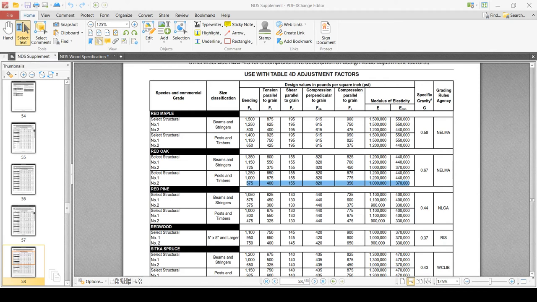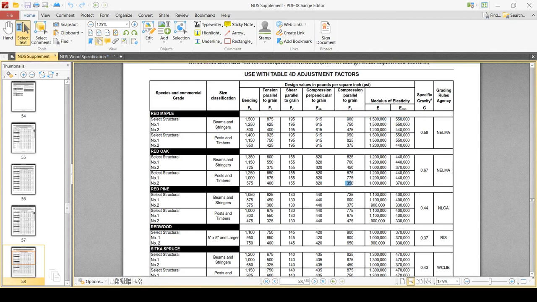The compression stress perpendicular to grain is going to be 820 psi. Compression parallel to grain is going to be 350. Whoa. Interesting. That is really low. Honestly, that's a bit impressive, actually. I've never seen that much of a difference. Usually I'm used to the compression parallel to grain being higher, and this one is actually much lower.